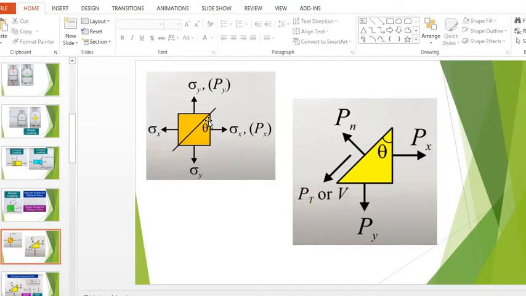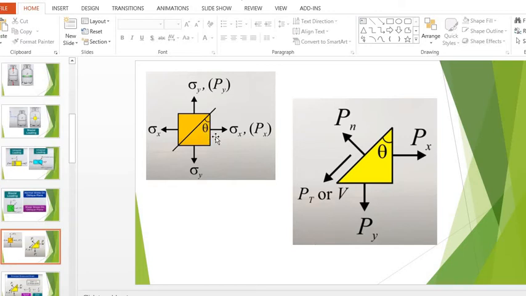So see, when I take this oblique plane, I will take it in the clockwise direction. This theta, right? So this plane is called the reference plane, this plane is called the oblique plane, and this theta is called the location of the oblique plane.